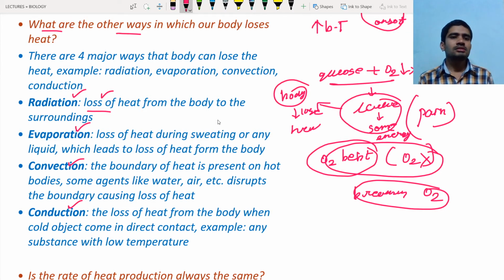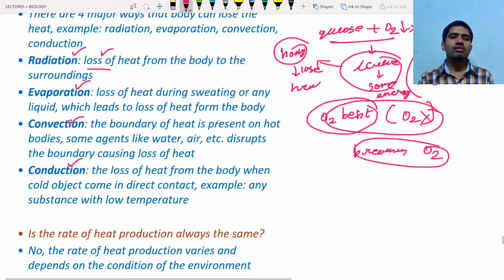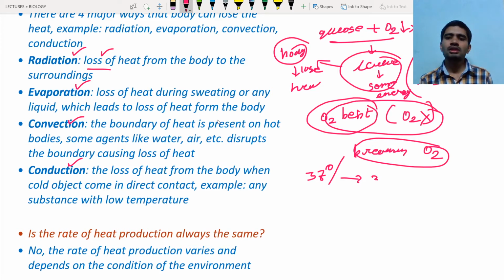Next is evaporation. When you are sweating in the summer season, your body has a certain temperature, 37 degrees Celsius, but the surrounding room, let us consider, is around 40 degrees Celsius. What your body wants to do is decrease the temperature and maintain it at 37. So in this process you are going to sweat.